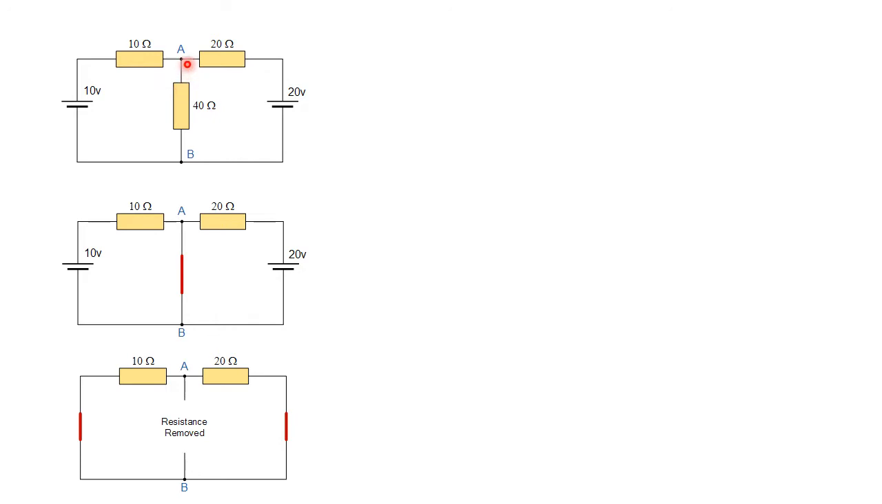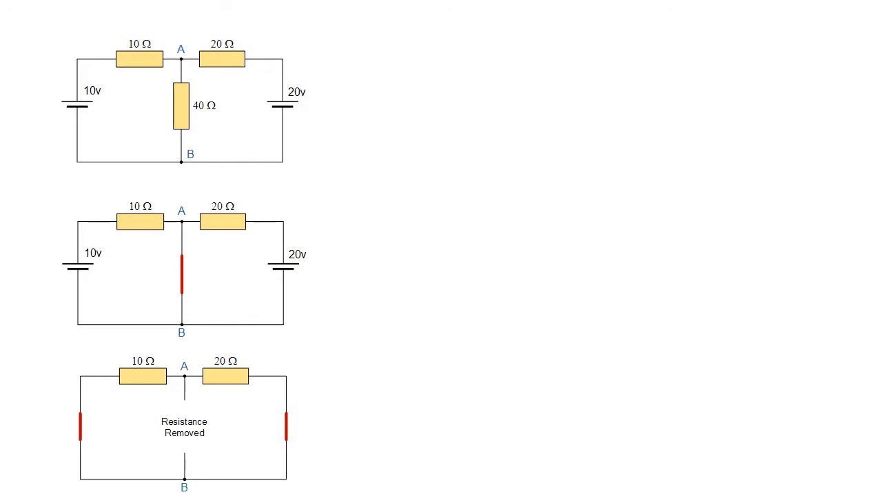To find the supply current for this circuit, we have to short out the load resistor. Here the load resistor is 40 ohm. I am considering this 40 ohm resistor as the load resistor. Therefore, I short out points A and B. Then there are two voltage sources, a 10 volt battery and a 20 volt battery, and two resistors, 10 ohm and 20 ohm.